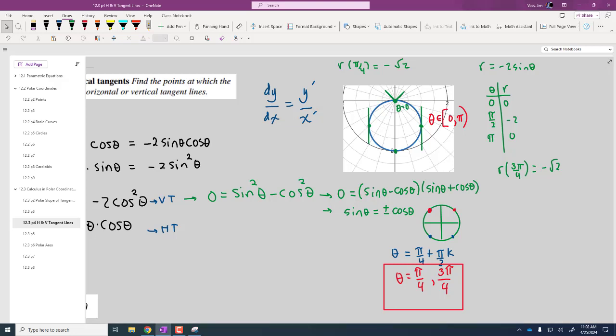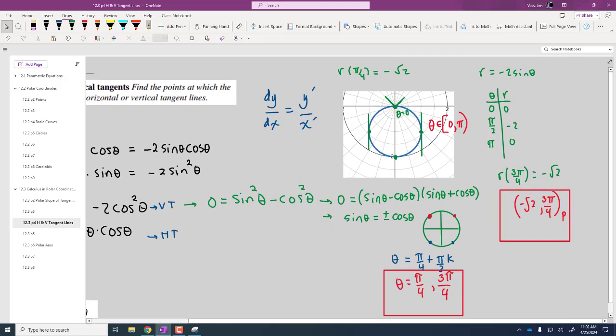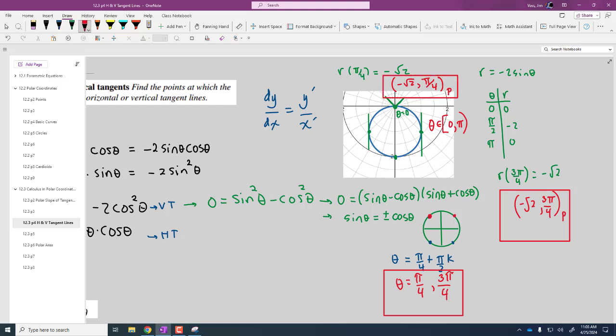So this one, what would be this ordered pair? Negative root 2, 3 pi over 4. So that would be the point of tangency here. And then up here, the point of tangency would be negative root 2 comma pi over 4. Yeah, so if you're asked for the point where you have your vertical tangent, those are the actual points, yeah.